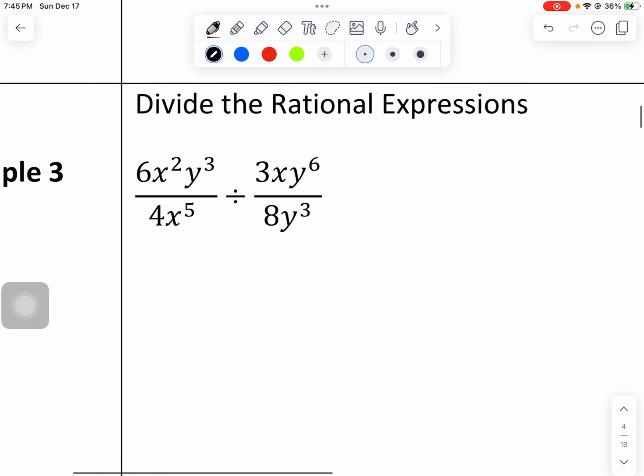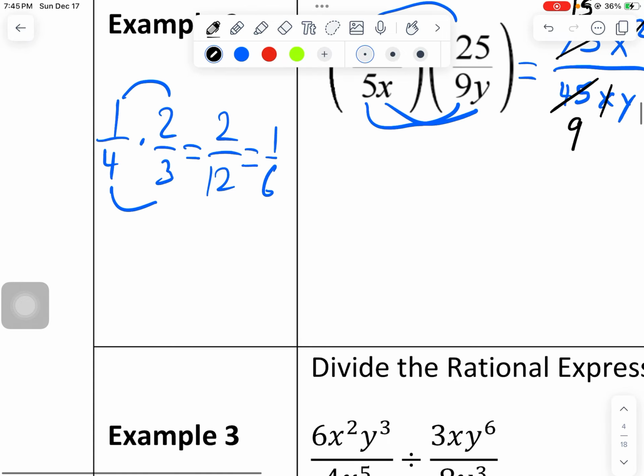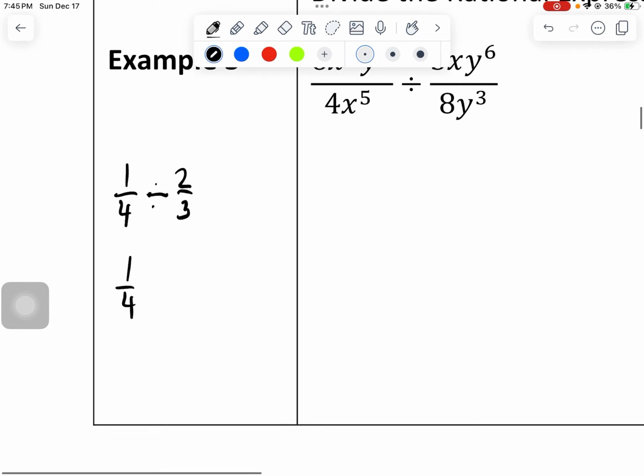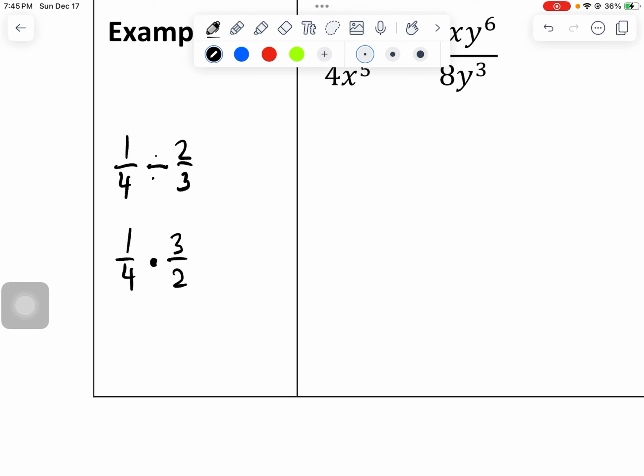Okay, here's our next problem. Now we're dividing. Dividing is a little different. So let's take that same problem, 1/4 and 2/3, like what I did before. If I wanted to divide by 2/3 though, what I end up doing is you multiply by the reciprocal of the second term. It's the keep, change, flip is the phrase. So I keep the first fraction the same. I change my sign to multiplication, and then I multiply by the reciprocal. That's the flip part. And the reciprocal is just to take that fraction and flip it upside down.